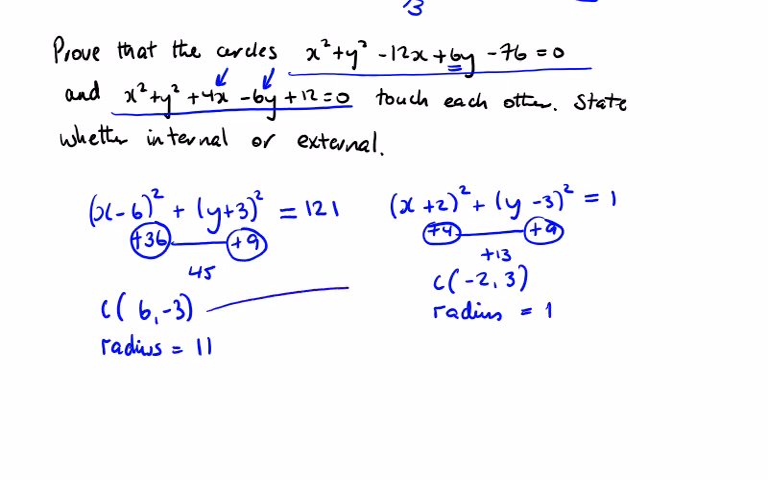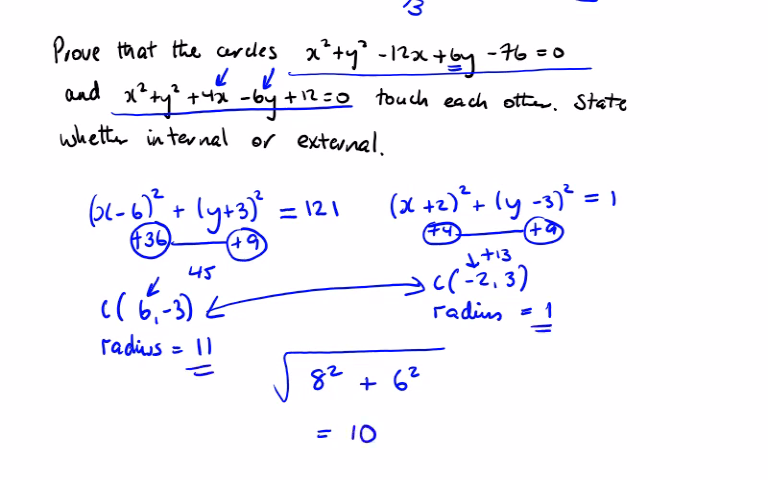If we get the distance between the centers, it'll tell us something about these circles. So the square root of the difference in x, 6 to minus 2, is 8 squared, plus the difference between the y's, from minus 3 to plus 3, is 6 squared. That works out to be 10, the square root of 64 plus 36 is the square root of 100. So you can see here, 11 minus 1 equals 10. Therefore, they touch internally.